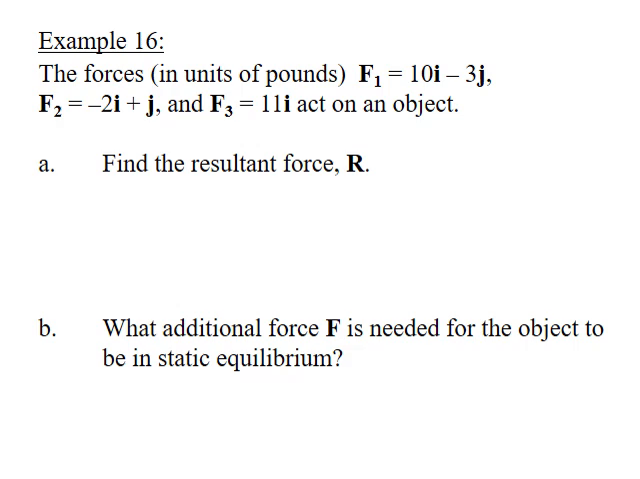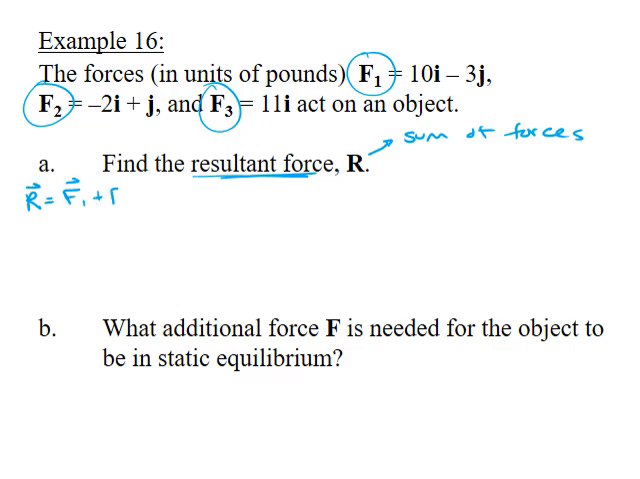In this example, we have 3 different forces, and they're represented by F sub 1, F sub 2, and F sub 3. And they're acting on this object. So basically, all of these forces are pushing or pulling this object, and we want to find the resultant force. This is found by taking the sum of all the forces. So what I will do to find this, the resultant force, is F1 plus F2 plus F3, which is equal to, and then we're just going to add all of these.